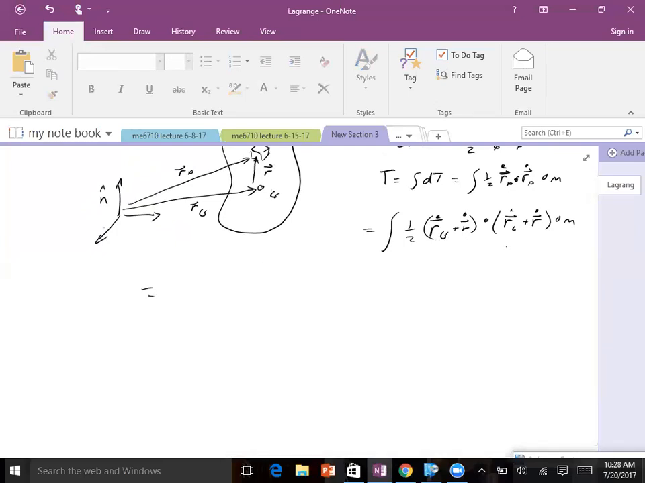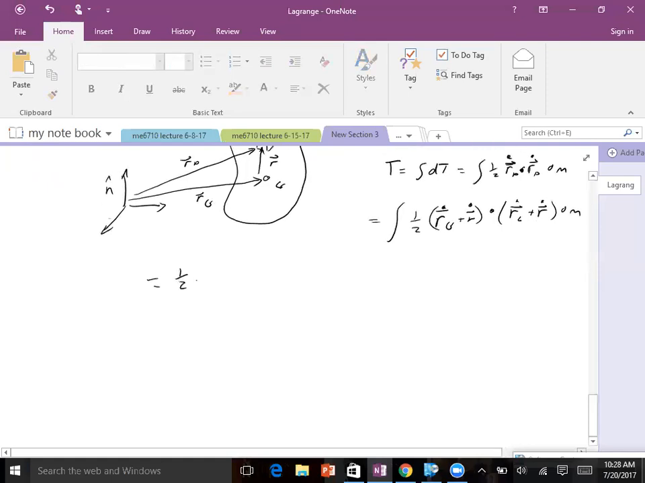Let's look through each term. So the first one is this R_G dot dotted with R_G dot, the velocity. And R_G is independent of the mass, so I can pull it out. So the first term is 1/2 R_G dot dotted with R_G dot times the integral of dm, which is just the mass. Next, I'm going to get two of these terms: 2 times 1/2 times the integral of R_G dot dotted with little r dot. And I'm going to pull the R_G dot out.